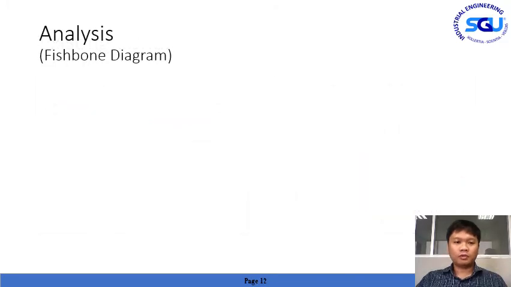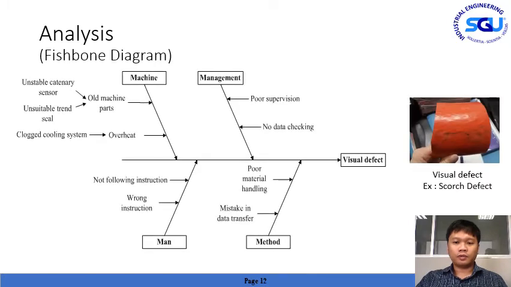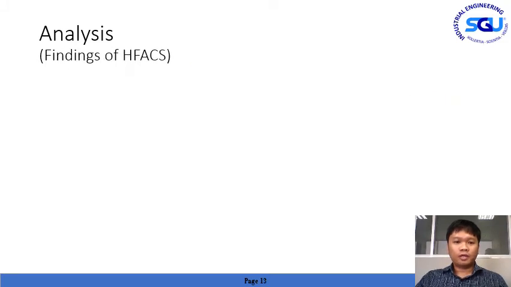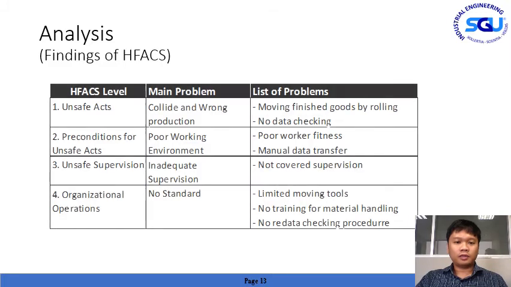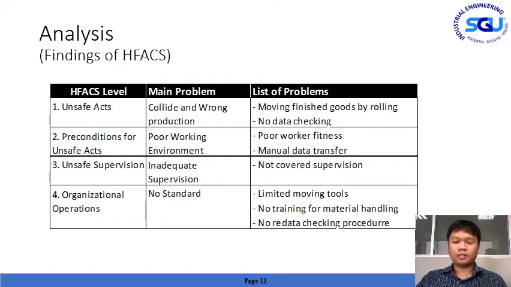For the first analysis, we utilize a fishbone diagram to determine the cause of defects. For example, in the visual defects, there are scorch defects. We determine there are 4 main factors that cause the defects: machine, management, man, and method. So man, method, and management are the main factors of defect for the visual defects. And then for the findings of the HFACS, we determine that from the 4 levels, the main problems are collating the wrong productions, poor working environments, or non-standard and inadequate supervision.